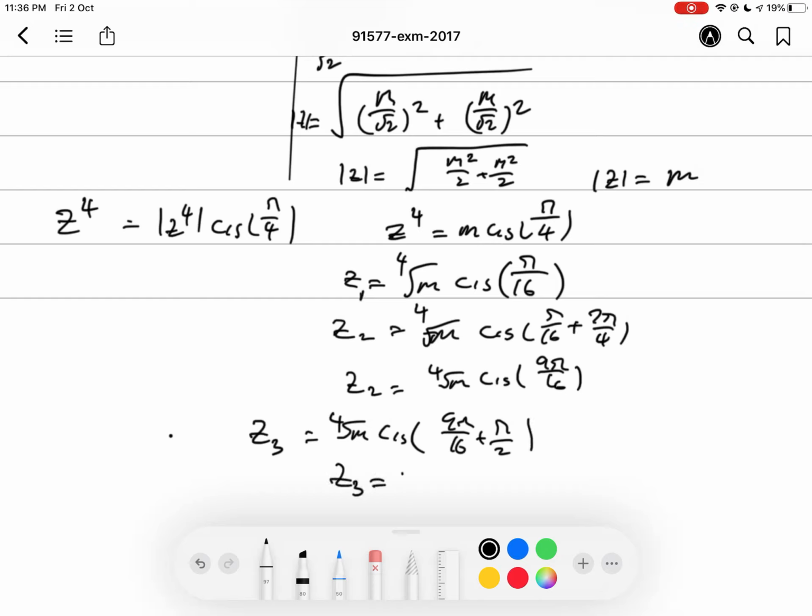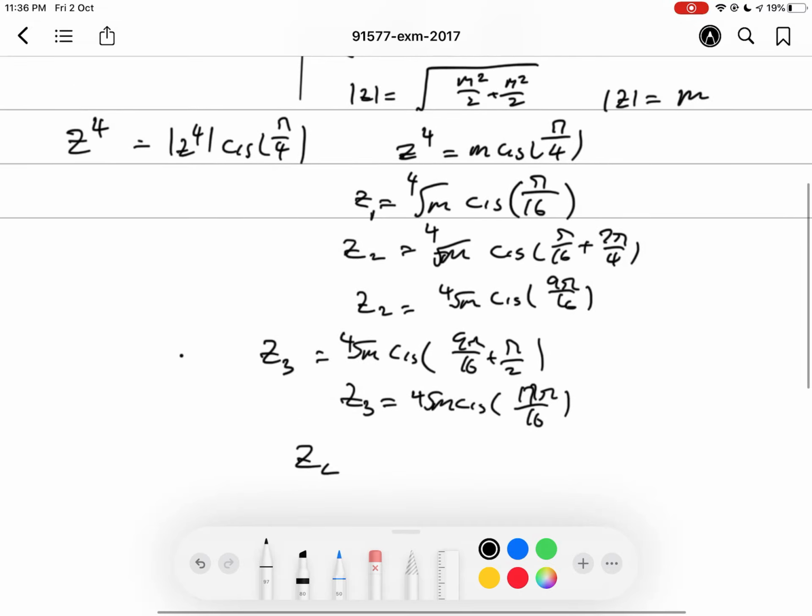So z3, the third root, is the fourth root of m cis of 17 pi over 16. And the fourth root would therefore be the fourth root of m cis of 25 pi over 16. Sorry, 25 pi over 16. Right, that's our final answer for this question, okay?